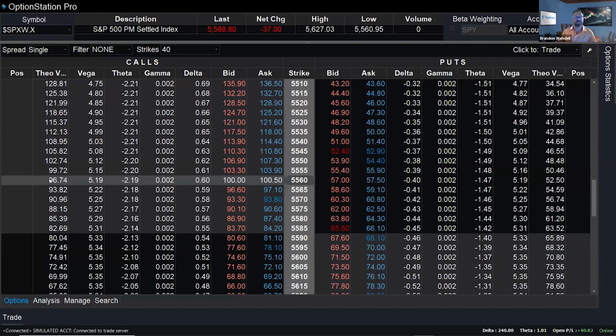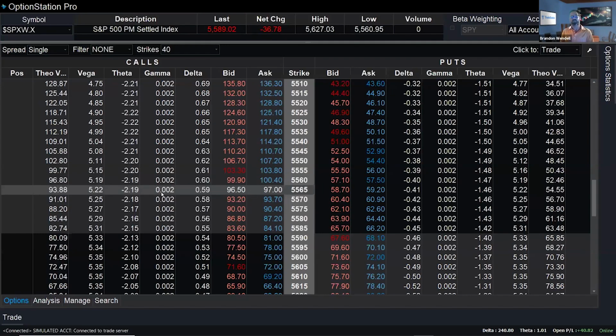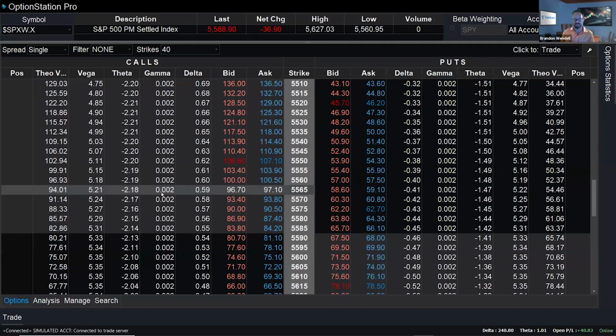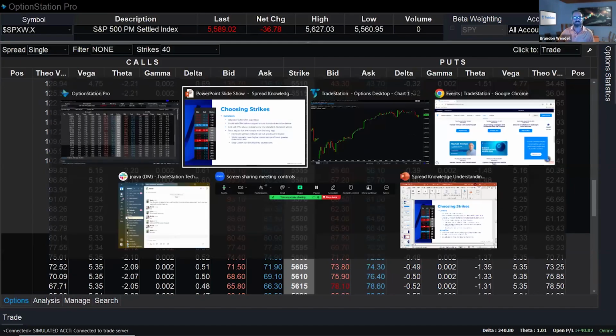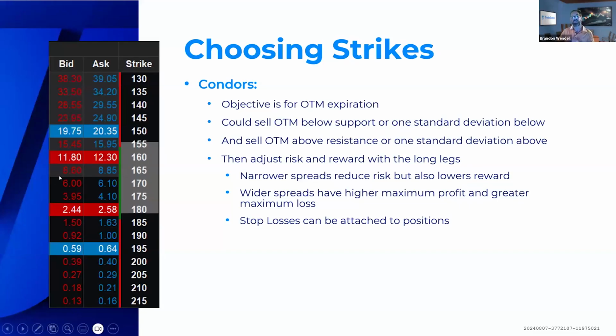So that's something else that can come into not just which option I should sell, but which series of options, meaning expiration, I might want to sell as well. So there are some other things. Also, when you put those in with condors, we're looking for out of the money expiration. That's the best case scenario. The options expire out of the money. You keep the premium minus any commissions or costs, fees you might have had to pay.